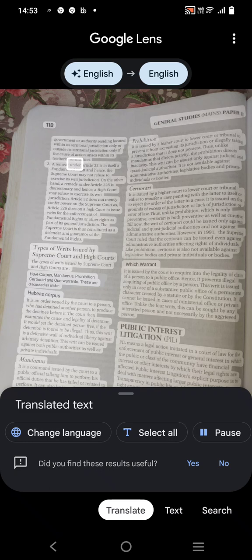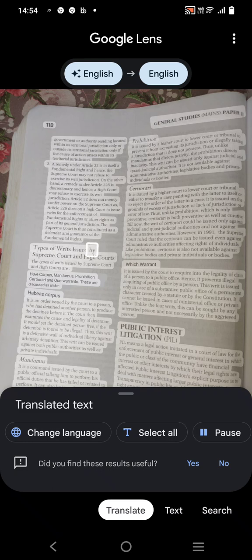3. A remedy under Article 32 is in itself a fundamental right and hence, the Supreme Court may not refuse to exercise its writ jurisdiction. On the other hand, a remedy under Article 226 is discretionary and hence, a high court may refuse to exercise its writ jurisdiction. Article 32 does not merely confer power on the Supreme Court as Article 226 does on a high court to issue writs for the enforcement of fundamental rights or other rights as part of its general jurisdiction. The Supreme Court is thus constituted as a defender and guarantor of the fundamental rights.